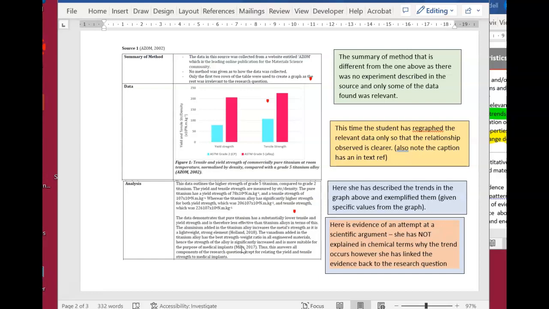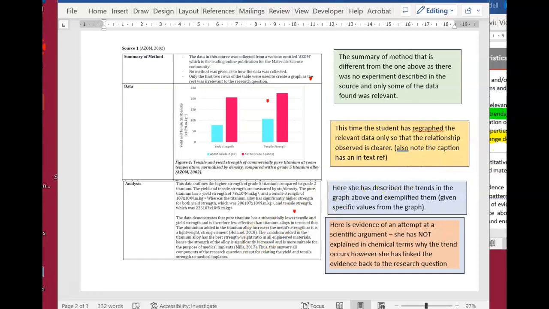So she has not tried to explain the trend in chemical terms. She has referred to how this allows her to answer the research question, but she doesn't actually have a scientific argument to explain the trend. So she would have been marked down for that.